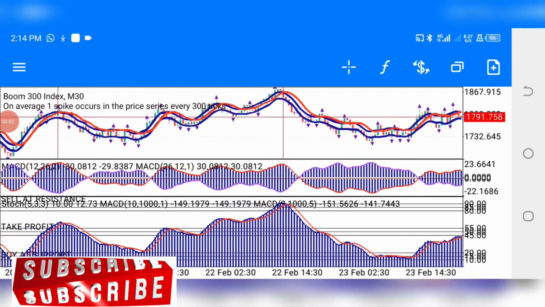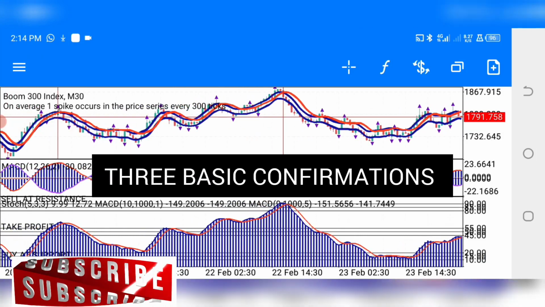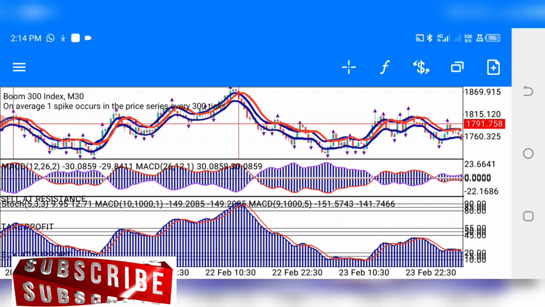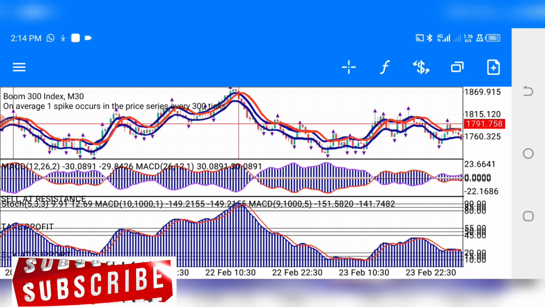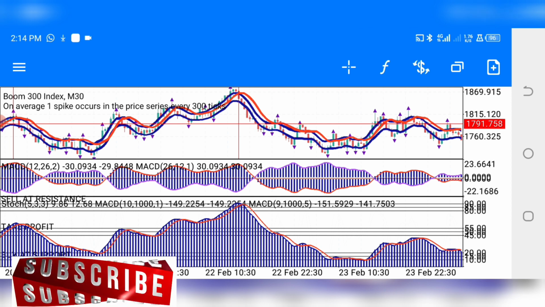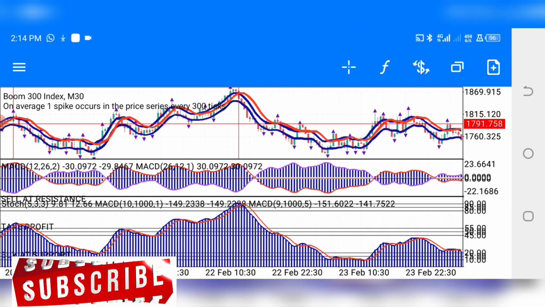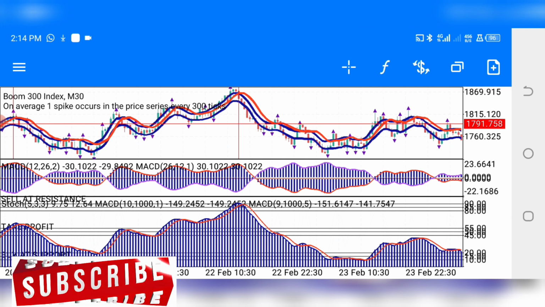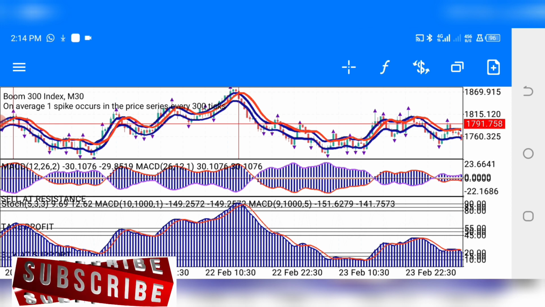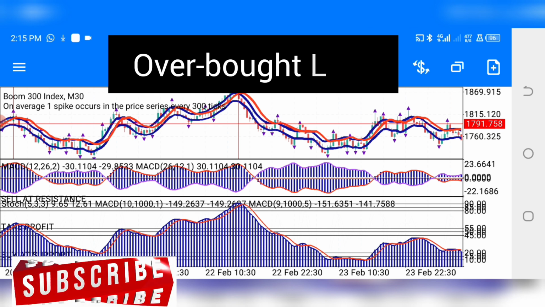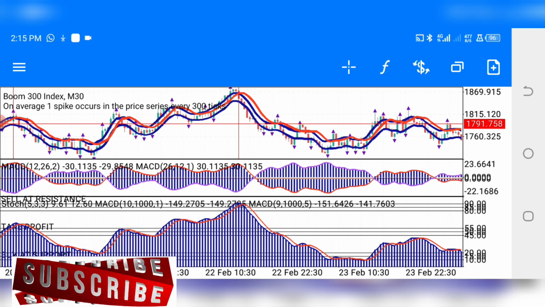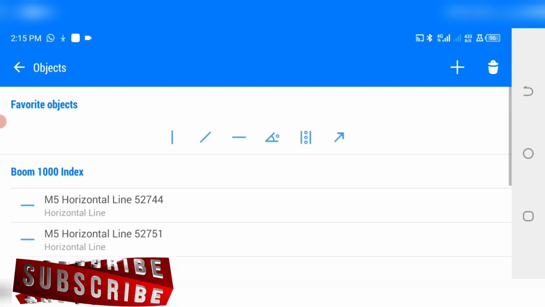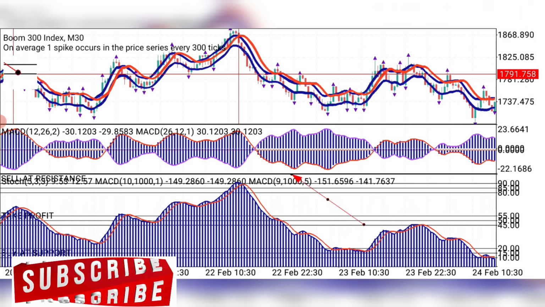So without wasting time, we're going to be looking at the three basic confirmations that go with the MACHINE Plus Scalping Pro. The three basic confirmations you need to know in order to take your sniper entry, in order to take your buy or take your sell. Number one, if you're selling, you must allow the market to move to the overbought level first. If you're selling in the market, you must allow the market to move to the overbought level first. It's very, very important.